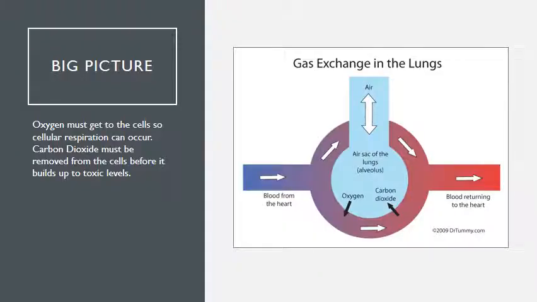We got to get oxygen into the cells so we can have cellular respiration. We also have to remove the waste product of cellular respiration. What's the waste product of cellular respiration? Carbon dioxide. We've got to get that out of our cells, otherwise it could build up to toxic levels.